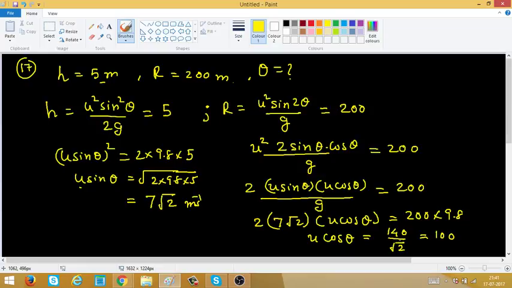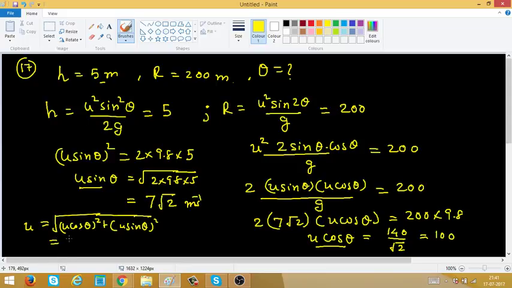Of course you can take the exact value by using the calculator, but you get nearly 100. And now I know u sin theta and I know u cos theta, so I can find out the value of this velocity, because u will be equal to the square root of (u cos theta) whole square plus (u sin theta) whole square.